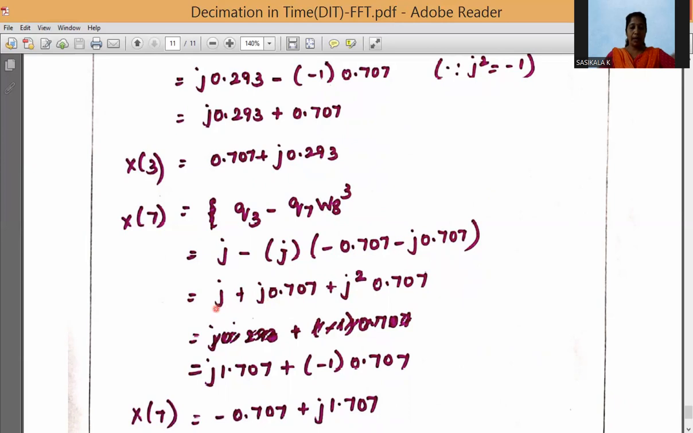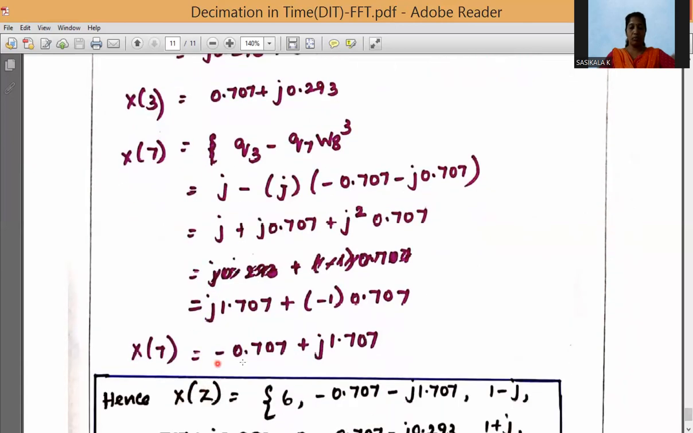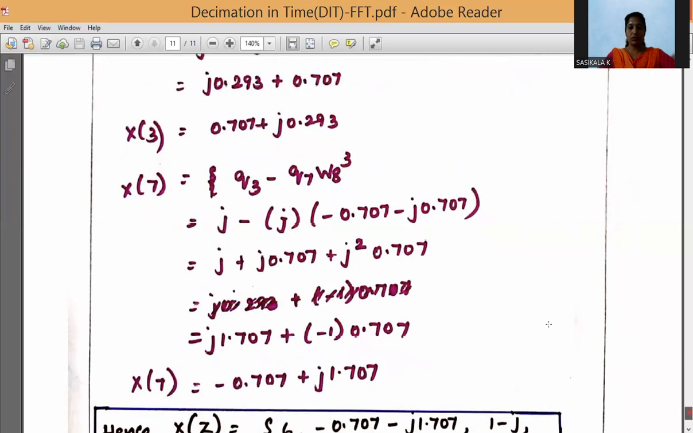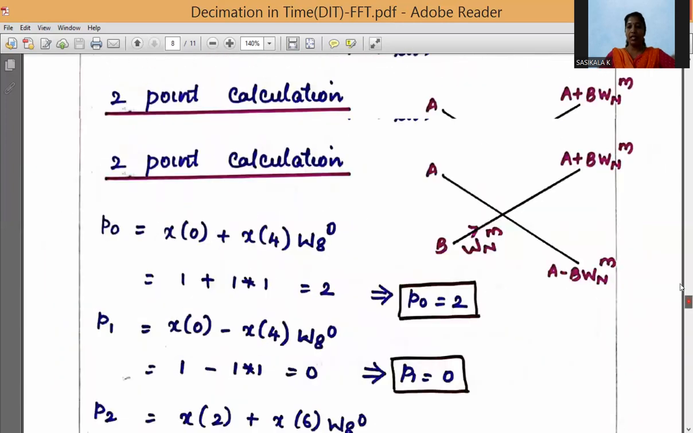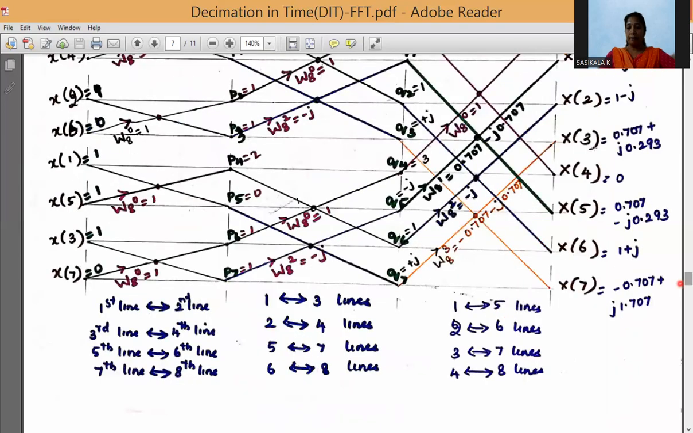And here I'm having two imaginary terms, that is j whose coefficient is 1 and here j 0.707. So both are in the positive symbol. So just add 1 plus 0.707. So I'm getting 1.707. So j 1.707 minus 0.707. So my X of 7 equal to minus 0.707 plus j 1.707. So substitute the values of X of 3 and X of 7 in the butterfly diagram.